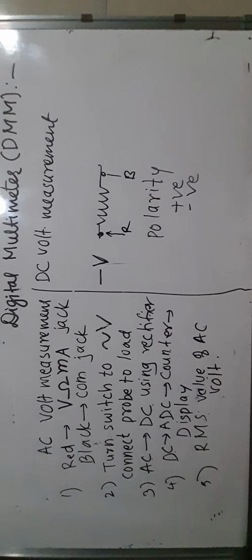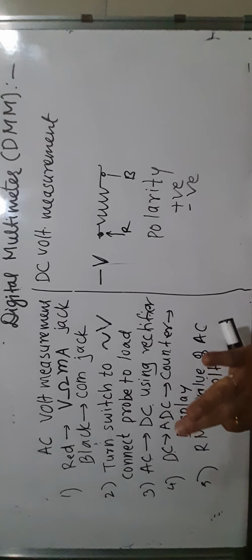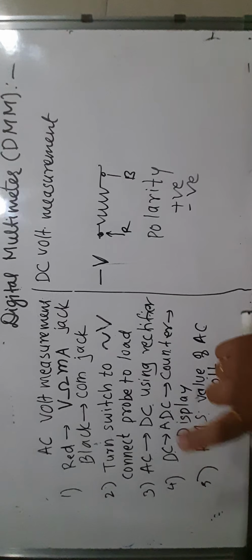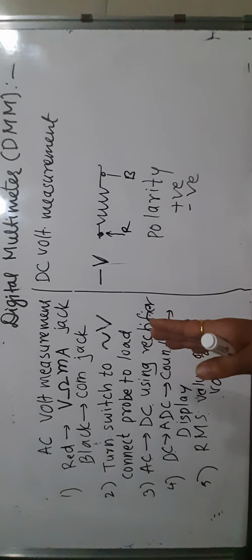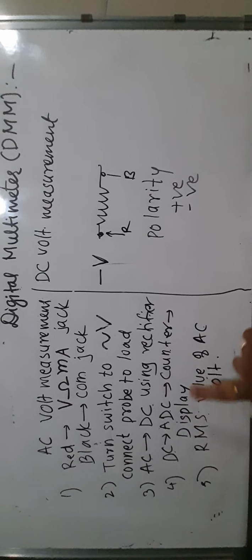There is a sure question on digital multimeter in the exam. We have seen 3 questions. First was advantages of digital multimeter over analog multimeter. Second question was block diagram of digital multimeter, and the third question is how AC and DC voltages are measured in digital multimeter. Out of these 3 questions, one question is sure in the exam.